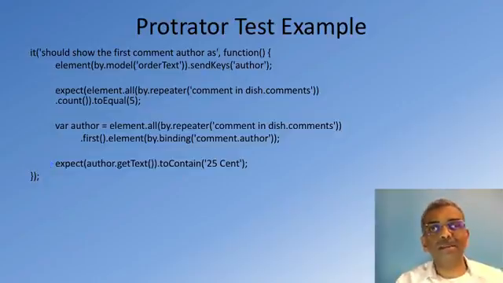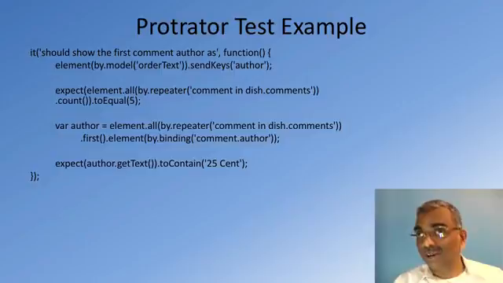So in the next statement, I'm saying expect author.getText. Remember, the getText helps me to fetch the text inside that HTML element, which in this case would be the author's name there. Then to contain, so again, notice how I am specifying the text. I say to contain 25 cents. I know that the very first author, if I sort by authors, is 25. The name is 25 cents. So that's why I'm checking to see if the getText contains 25 cents or not.